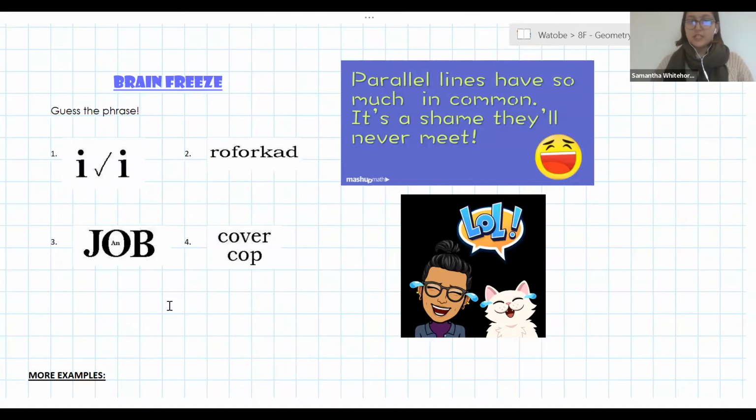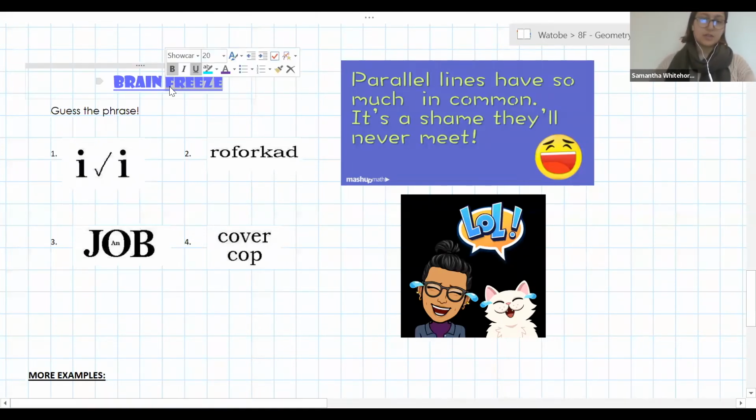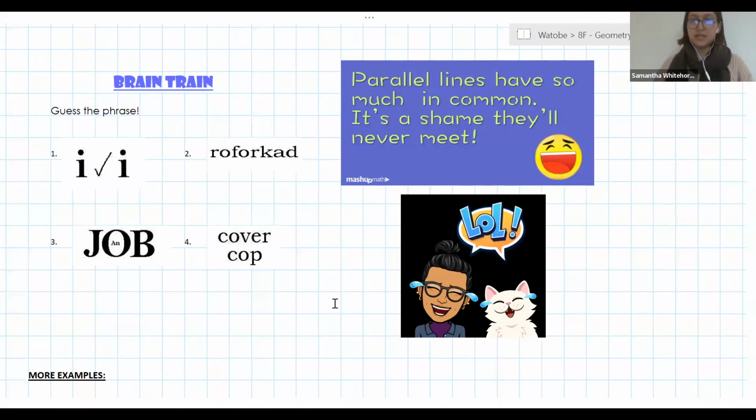Your brain freeze, brain train, whatever you would like to call it. I feel like I used brain freeze last time. Let's change this. It is basically to guess the phrase. If you do it, you do it. If you don't, you don't. That is absolutely fine. But just make sure you are getting ready for our next half an hour.